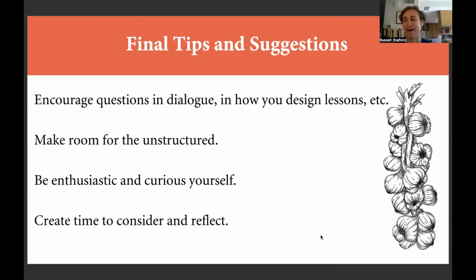Thanks, Raquel. Be enthusiastic and curious yourself. Us as educators, we're role models for our students, and the more that we feel excited and curious and passionate, the more your students will feel that. So we highly and very much encourage everyone to stay curious ourselves.